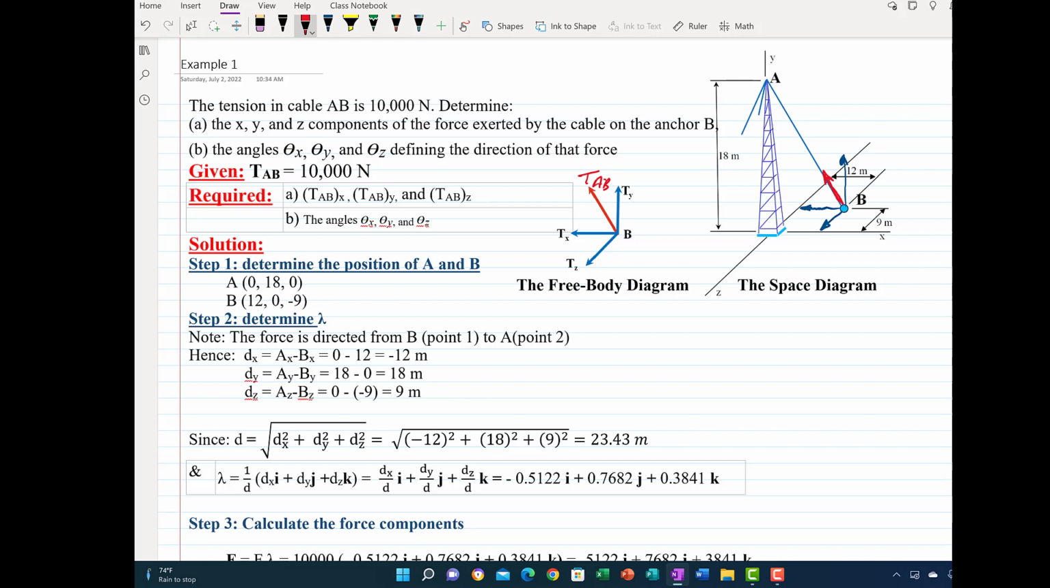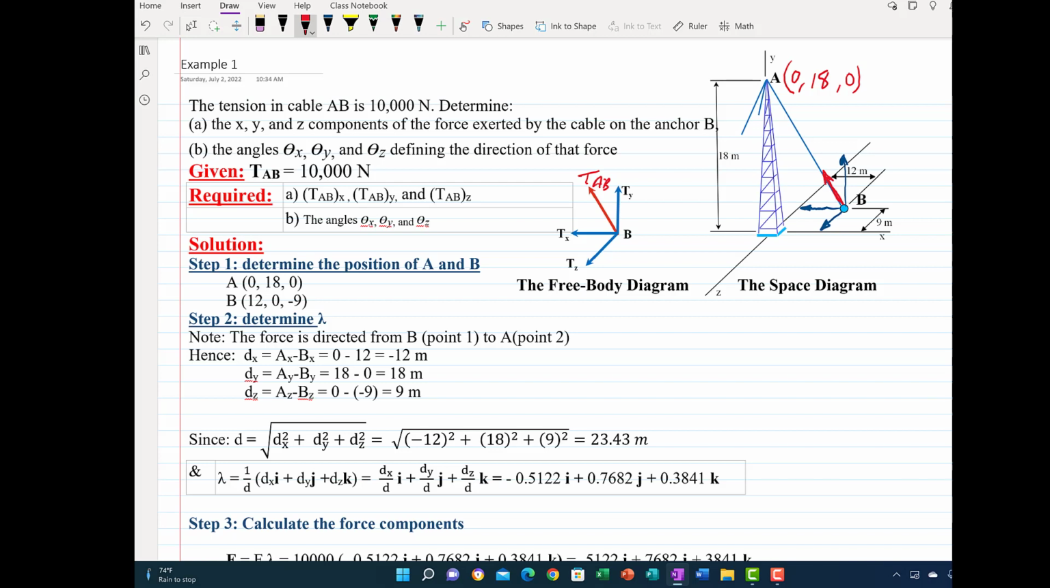Okay, the first step is to determine the position of A and B. If you look at point A, it is located on the y axis. This means that it has a 0 coordinate for x and a 0 coordinate for z, but for y it has the value 18, in the positive direction. So I get the coordinates of point A: the x value is 0, the y value is 18 positive, and the z value is 0.